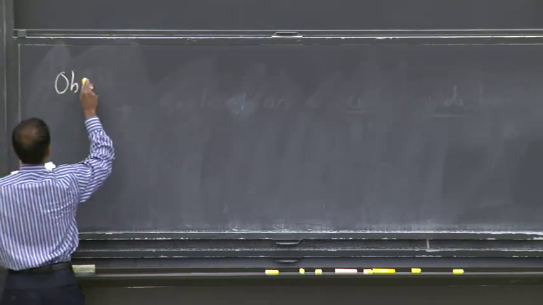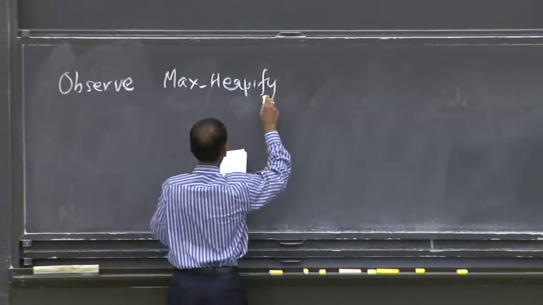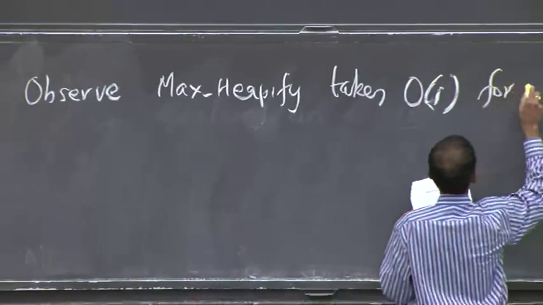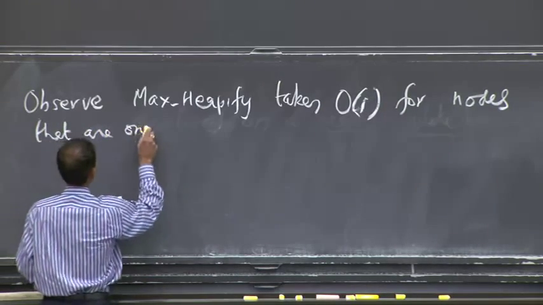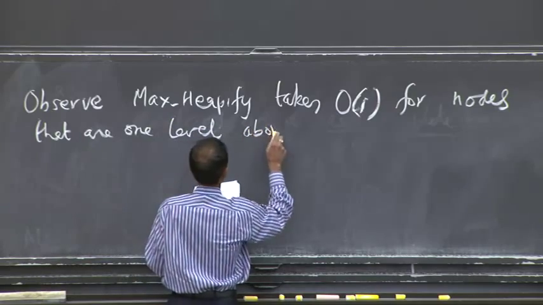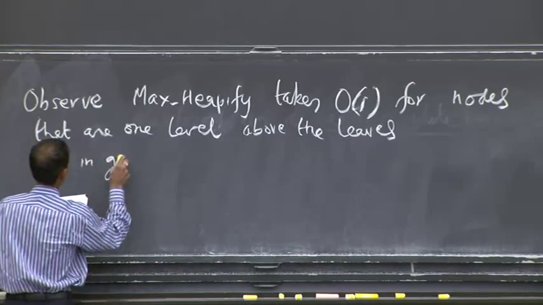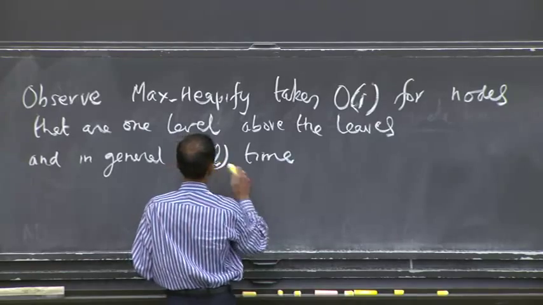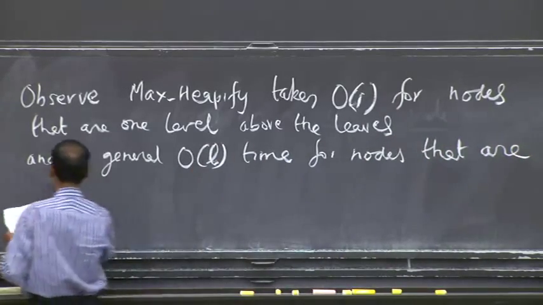So let's take a look at exactly this algorithm, and I want to make an observation, which is what I just did, but I'd like to write it out, where we say max-heapify takes constant time for nodes that are one level above the leaves, and in general, order L time for nodes that are L levels above.